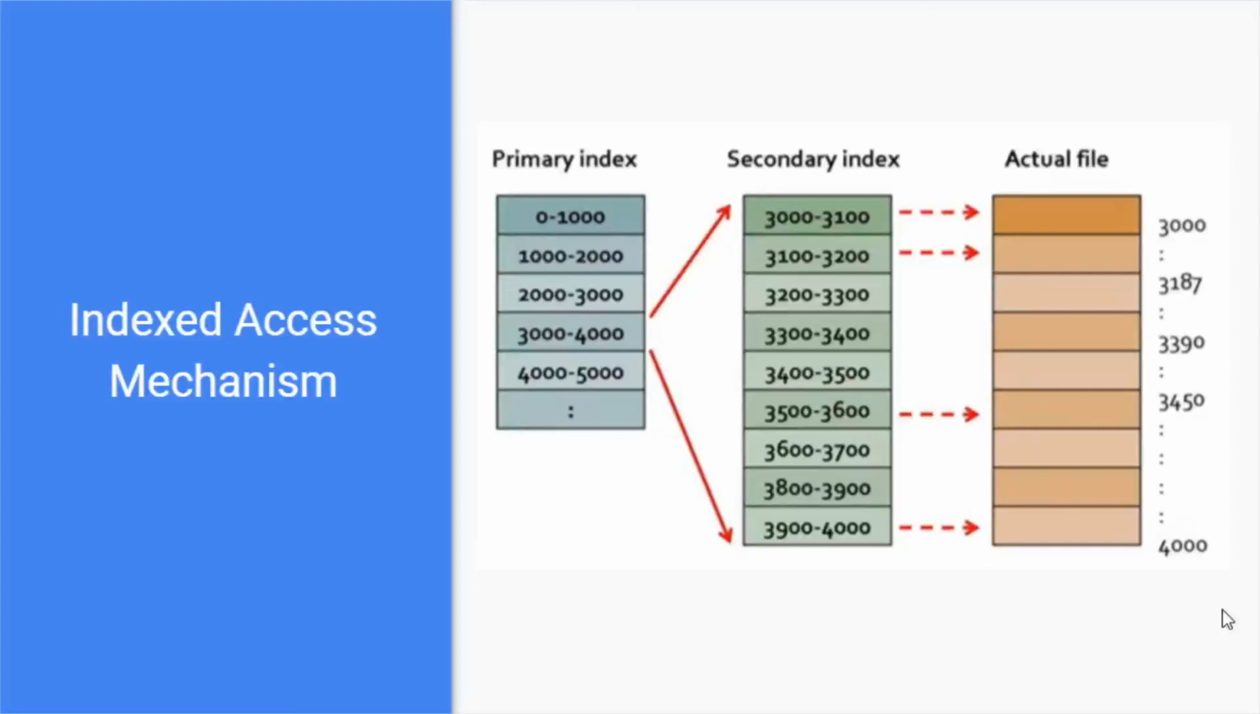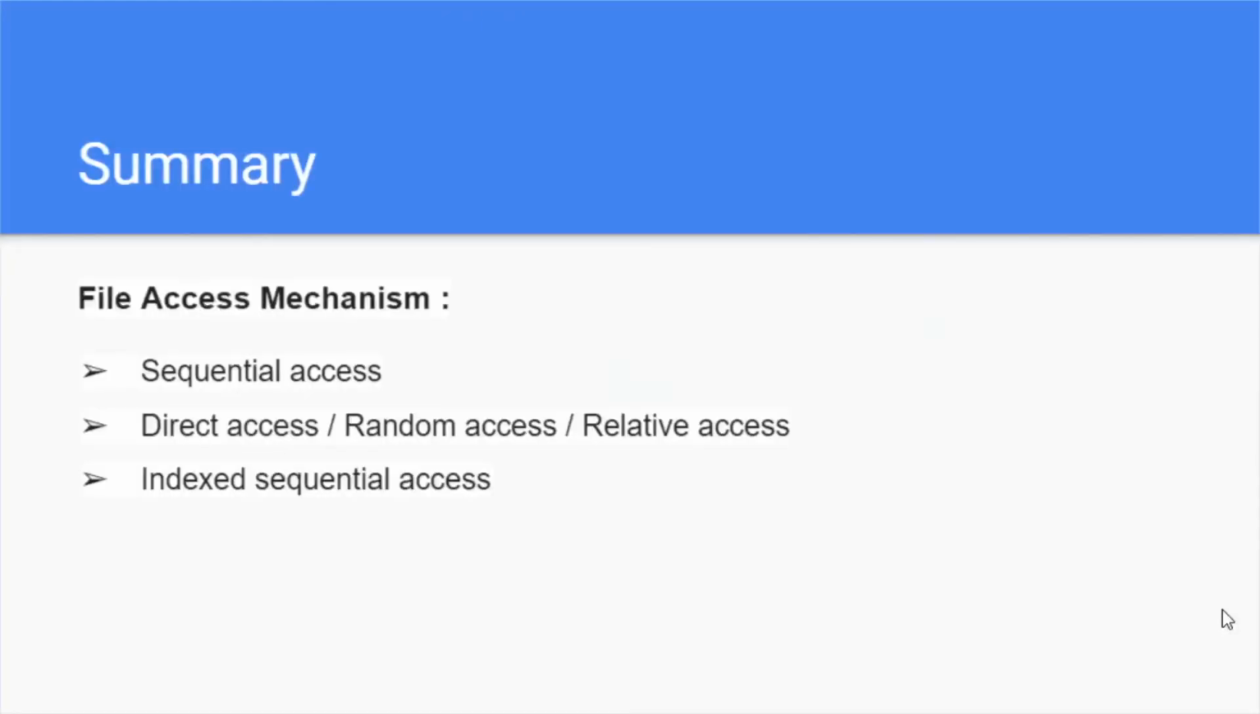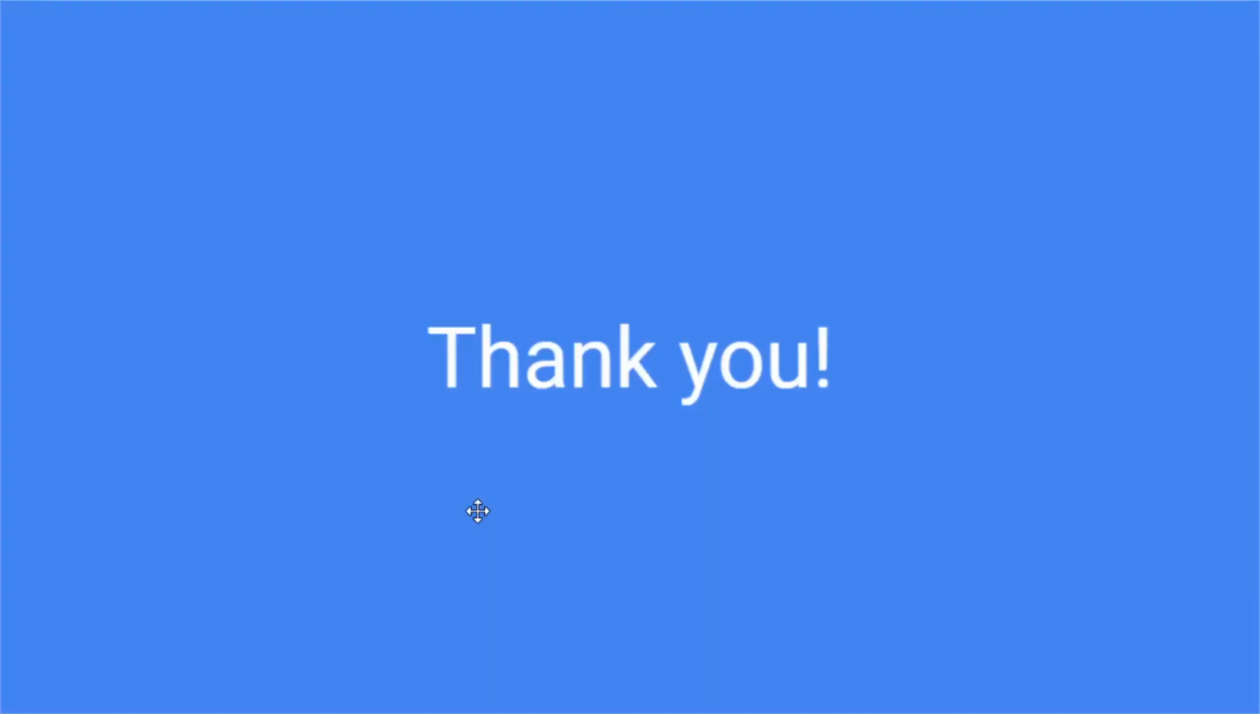So these were the three access methods available with files that we have discussed: sequential access, direct access, and indexed sequential access. Thank you.